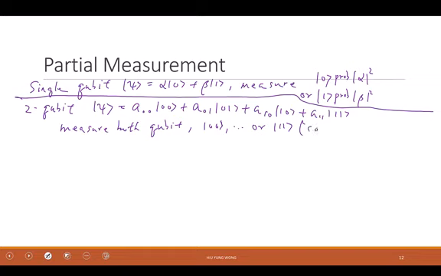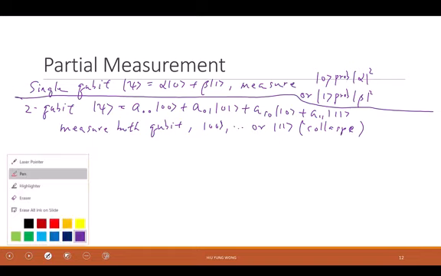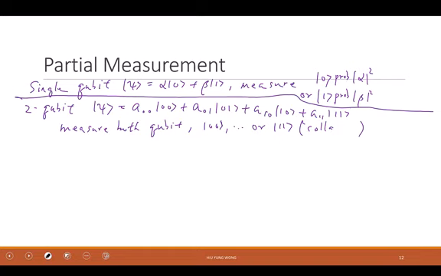Collapse. It collapses to the basis state. This is not difficult. For example, this corresponds to A00 square. This one you have a chance of A10 square, right? Now, what if I don't measure both of them? I say that wrong. Okay, 1, 1, thank you.